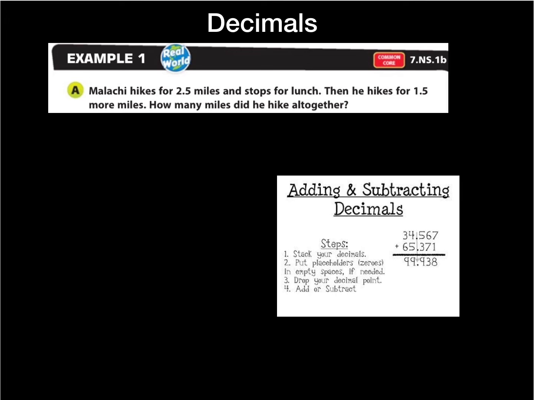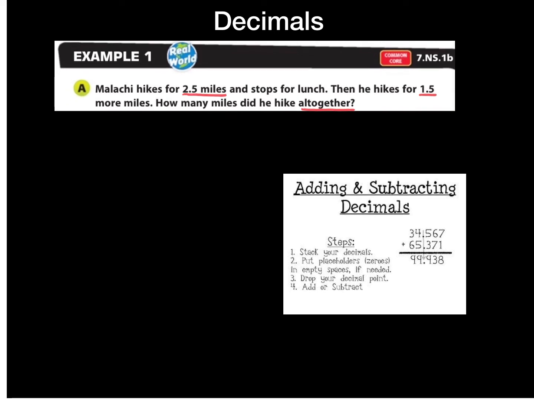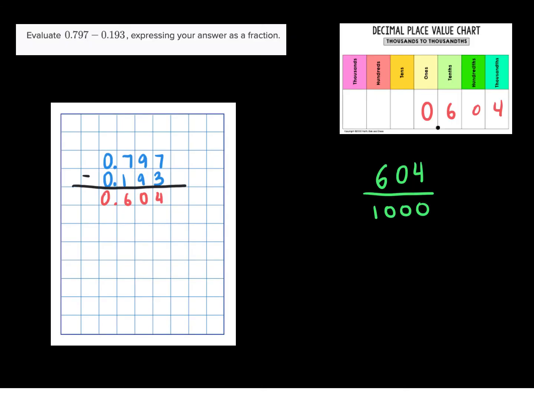Okay, so if Malachi is hiking for 2.5 miles, stops for lunch, and then hikes another 1.5 miles more, how much do you hike all together? What operation do we have to do there? Addition. Exactly. Remember, when you add or subtract, just line up those decimals. Right. And remember, 4.0 is the same as 4 wholes. Right. Once we subtract, this is how we write it as a fraction, 604 thousandths.